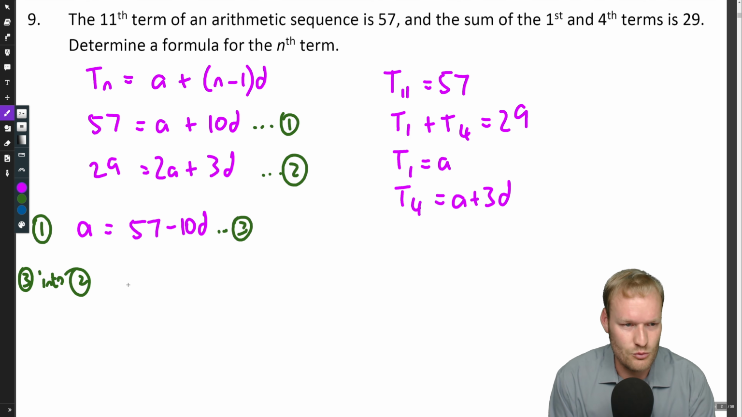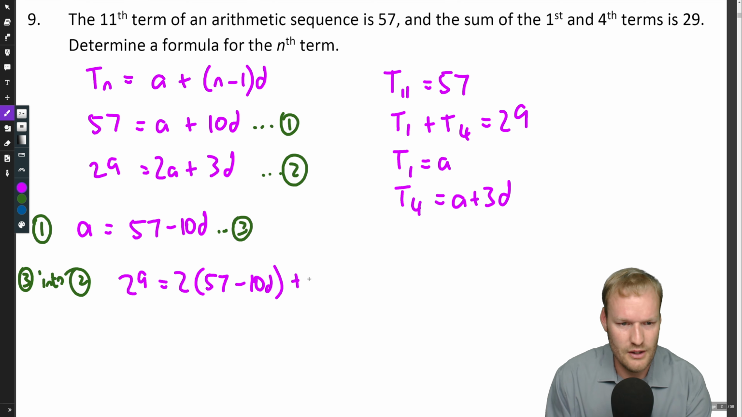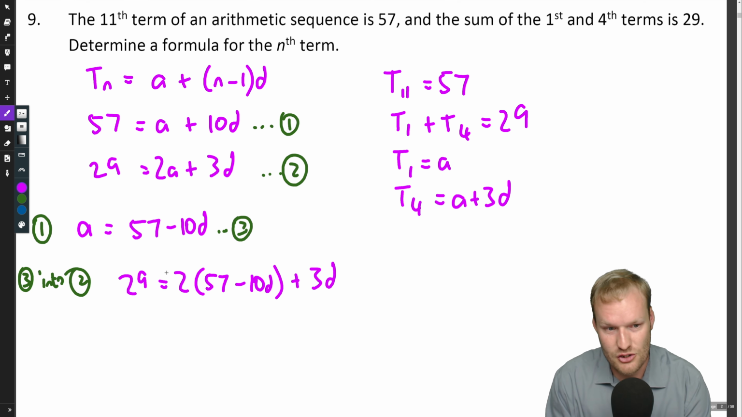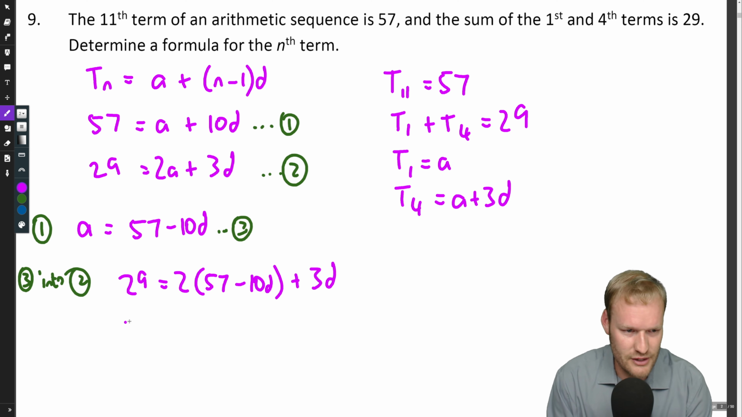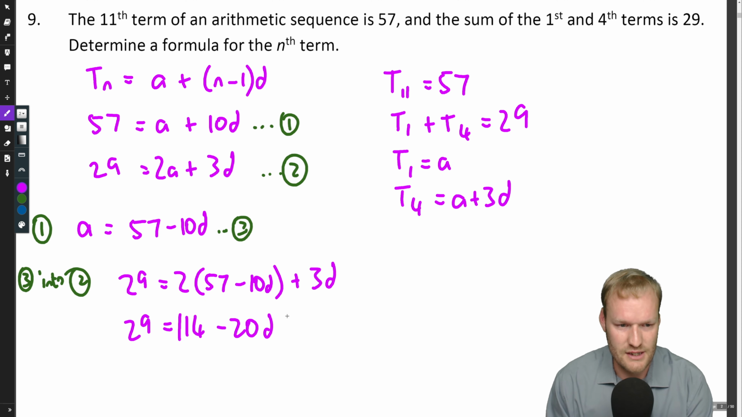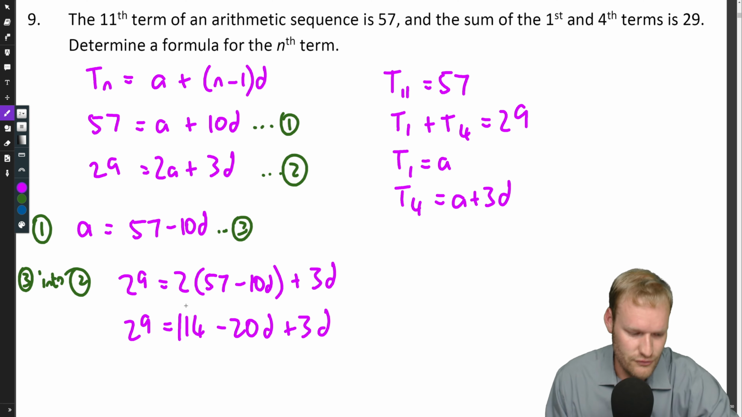So, we've got 29 equals 2 times (57 minus 10d) plus 3d. So we've got one equation now with one variable, and we can solve for d and sub it back in to find a. I'm just going to run through that. 29 equals, and just distribute, 114 minus 20d plus 3d. So we've got minus 17d, 29 minus 114.